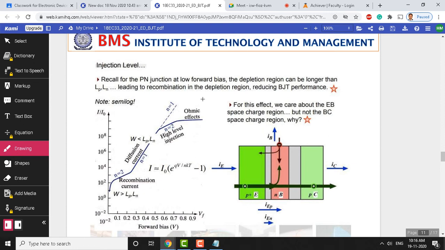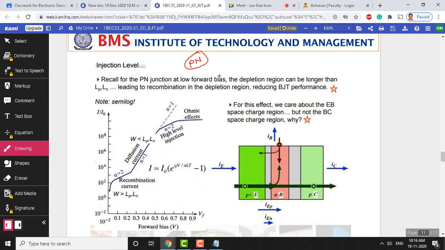Okay, let us move to the injection level. Injection level, we will start with the PN junction. So, even though we are in bipolar junction transistor, our theory lies in the PN junction. That means if you have a good knowledge of PN junction, then the transistor can be understood very easily. Now, to discuss this injection level at the emitter, let us recall this PN junction.